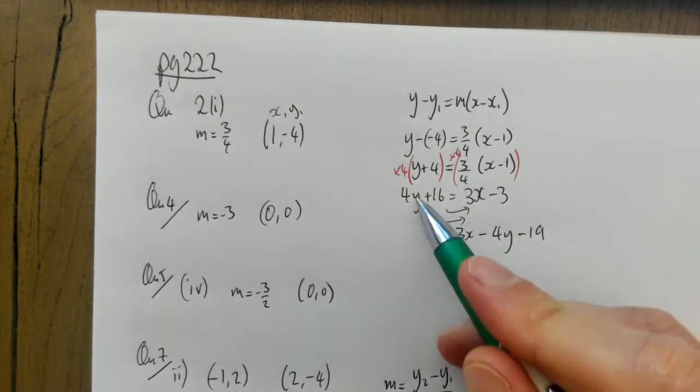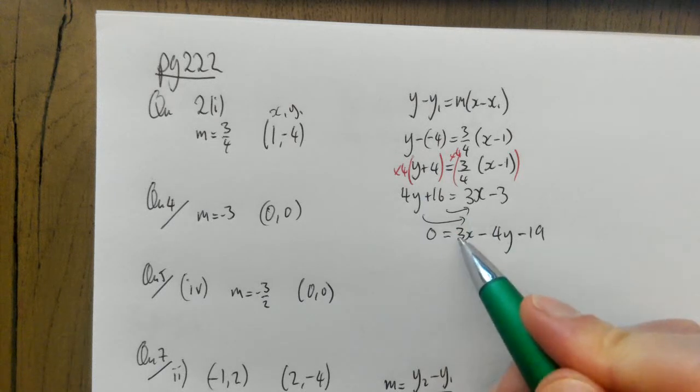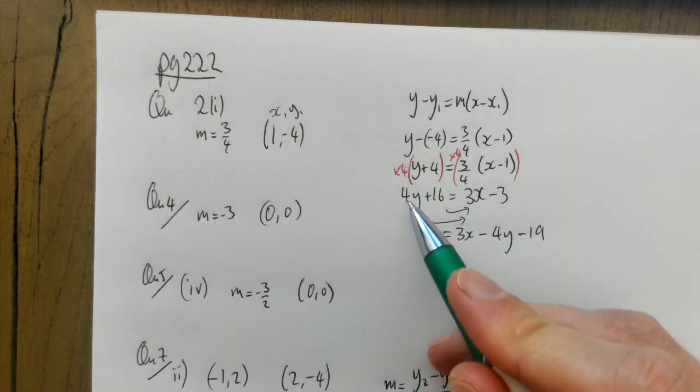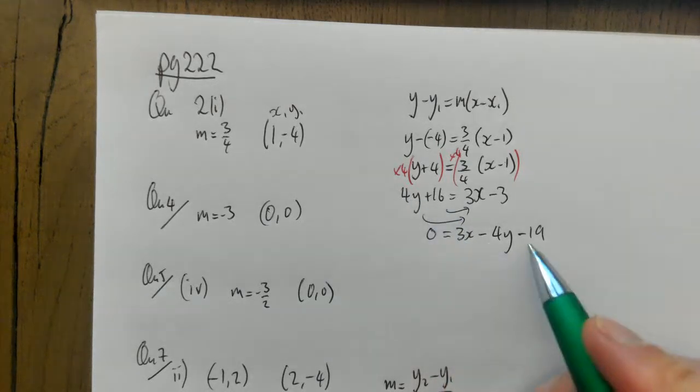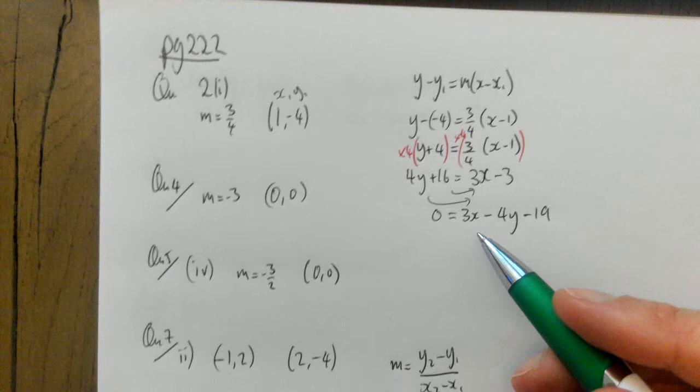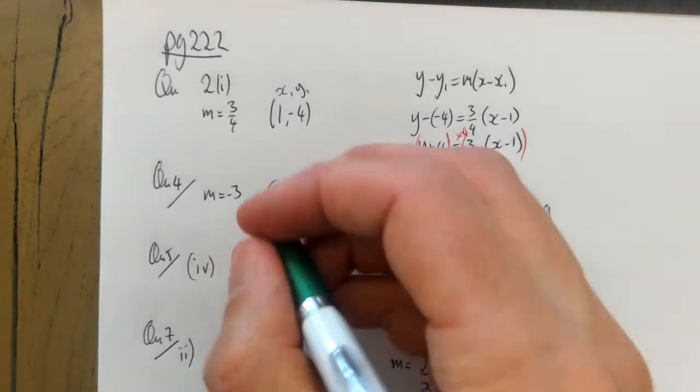Now if you went this way, it's fine. You'd end up with minus 3x plus 4y plus 19. The signs are reversed. That's fine as well. Same thing here.